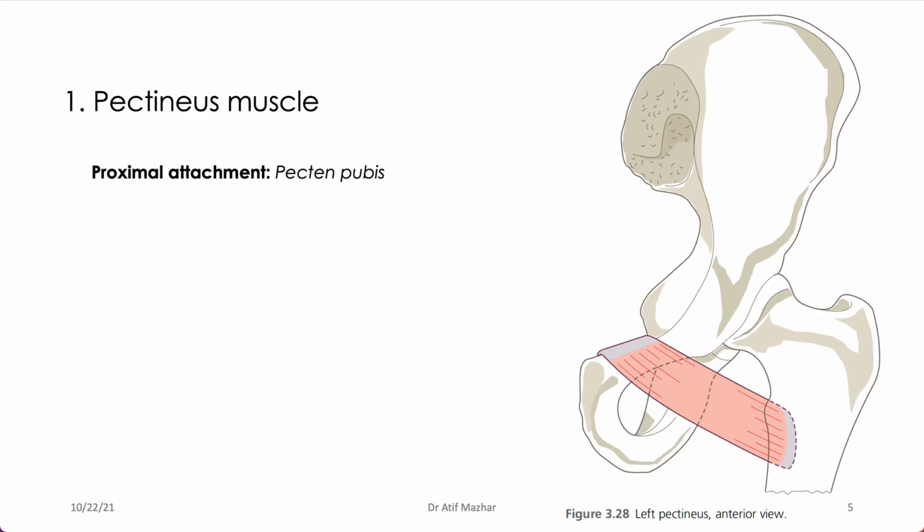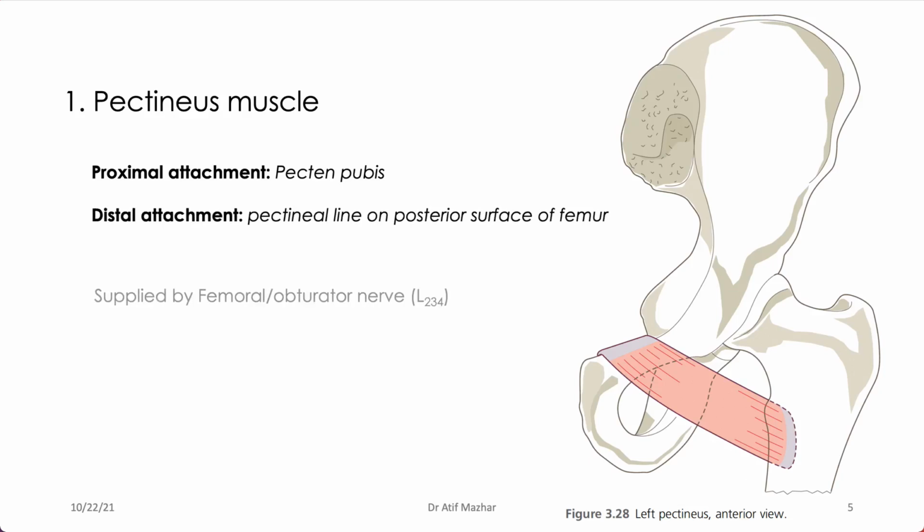So this is the pectineal line, and it's coming from there, and you can see it's going towards my proximal femur. Where is it attached? On the posterior surface of my femur. It's going on the posterior aspect, and it is innervated by my obturator nerve. And we know this muscle is one of the contributors in the adductors.